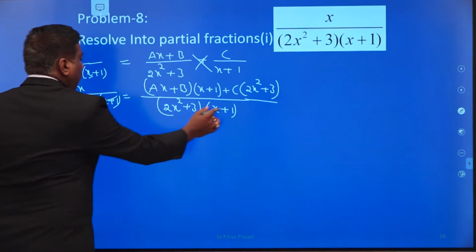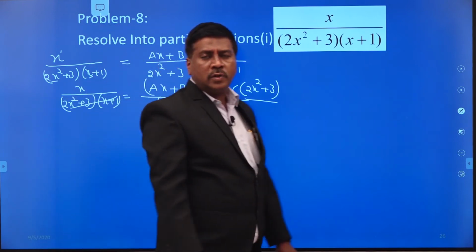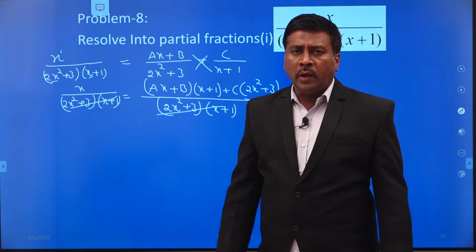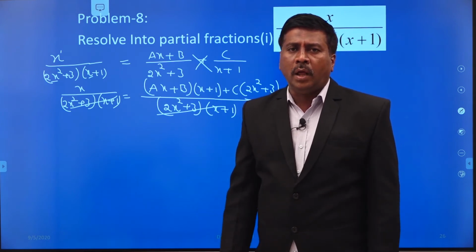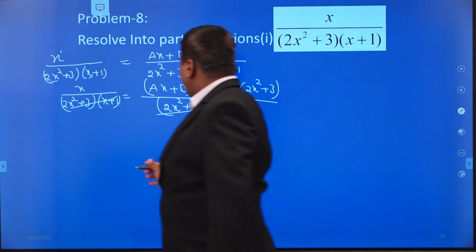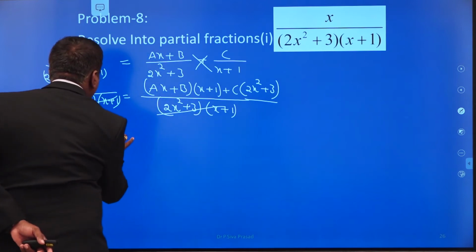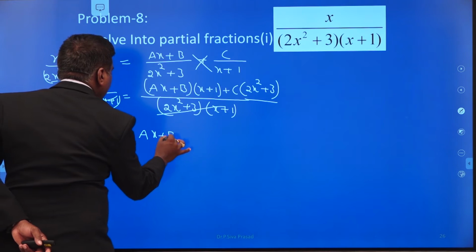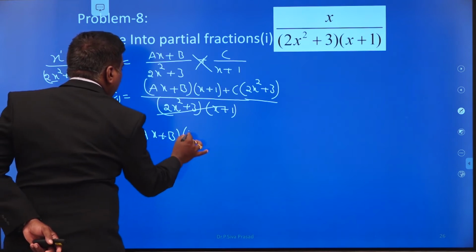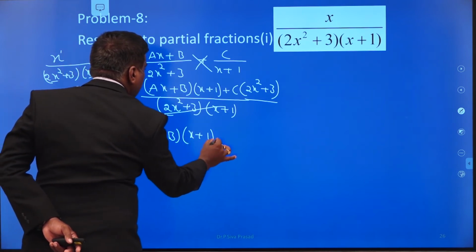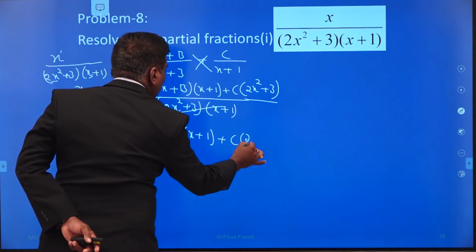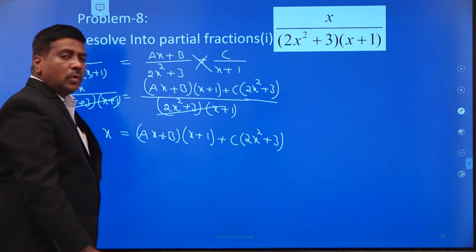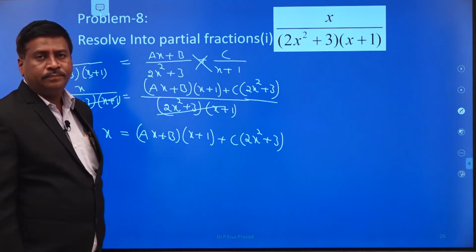Now, in both the fractions the denominator values are the same, so simply cancel those two terms. Whatever terms appear in the numerator, take those numerator terms, that is x equal to (Ax + B)(x + 1) plus C(2x² + 3).